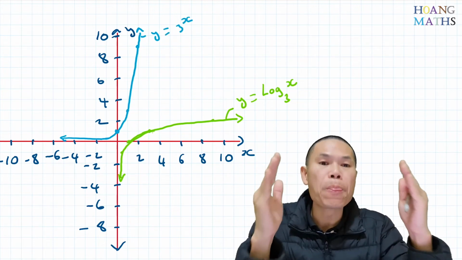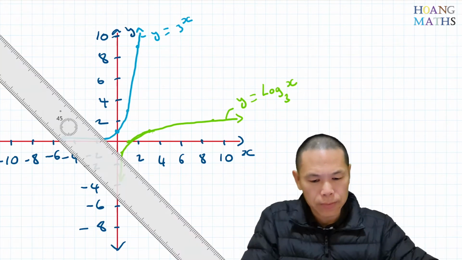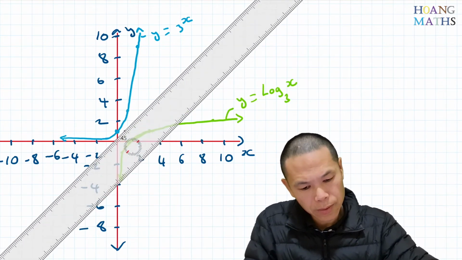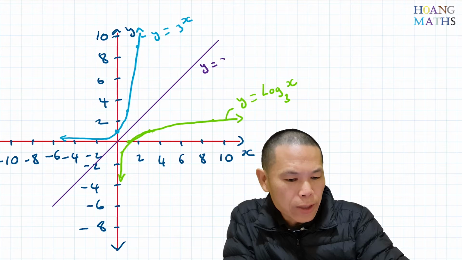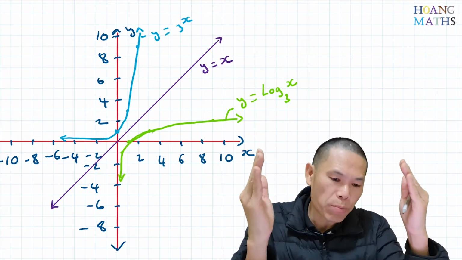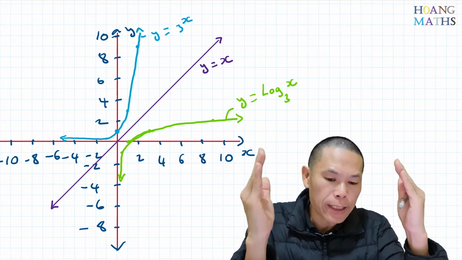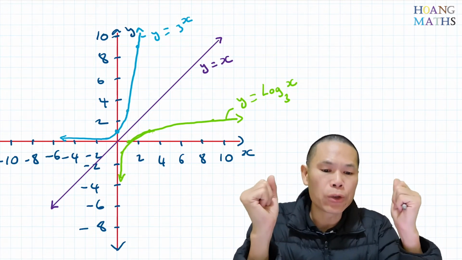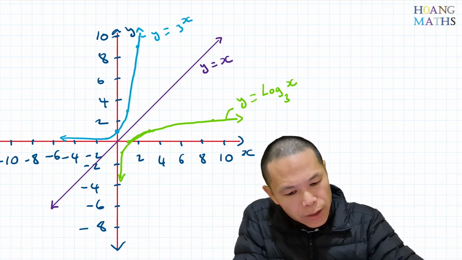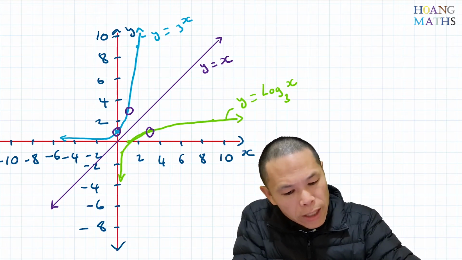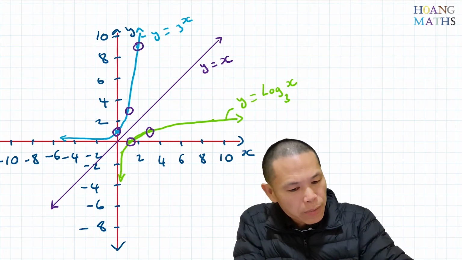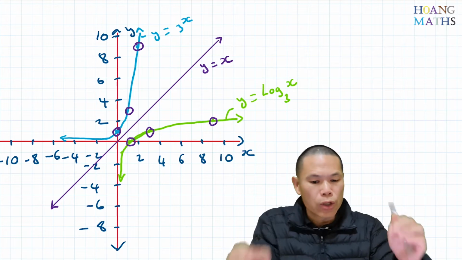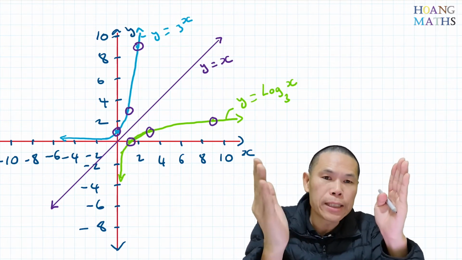So let me just graph y is equal to x, okay? So this is y is equal to x. The graphs y is equal to 3 to the power of x and y equal to log base 3 of x are reflections about y is equal to x. So you can see here, if it is 1, 3, it becomes 3, 1. And this one 0, 1 becomes 1, 0, and so on, okay? Another one, 2, 9 becomes 9, 2. So it reflects about y is equal to x.